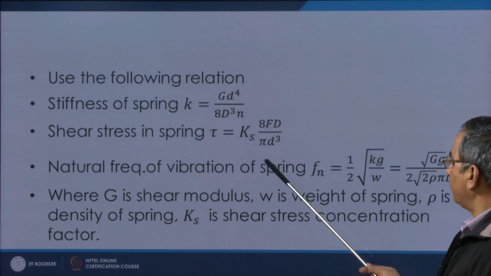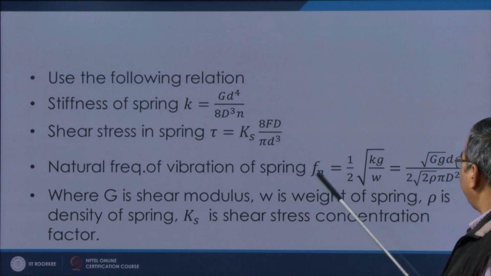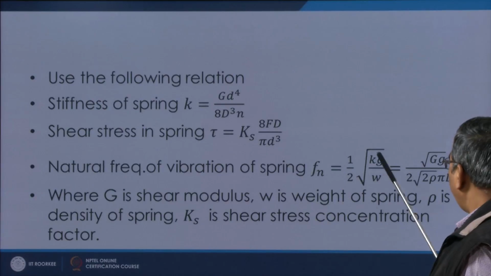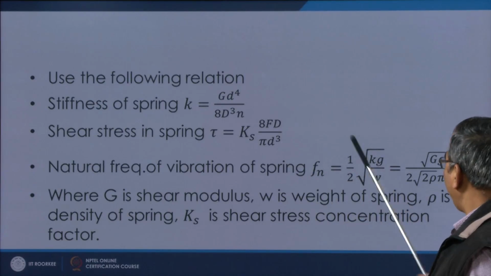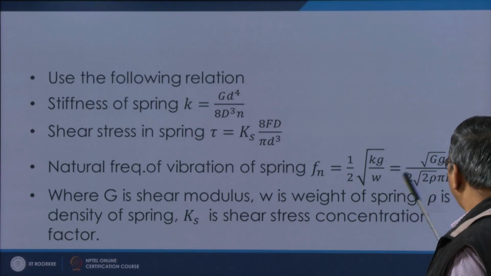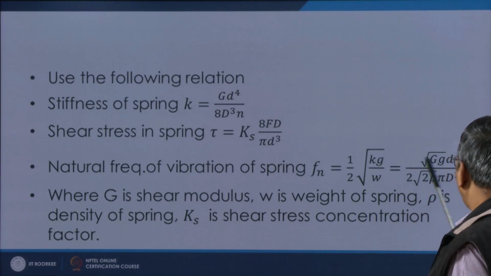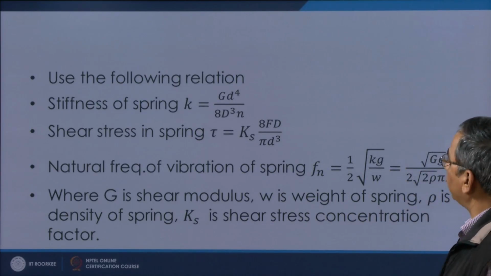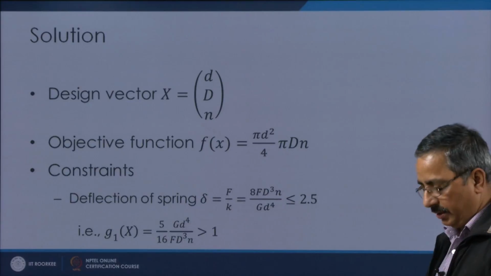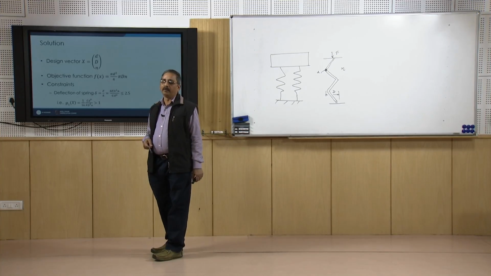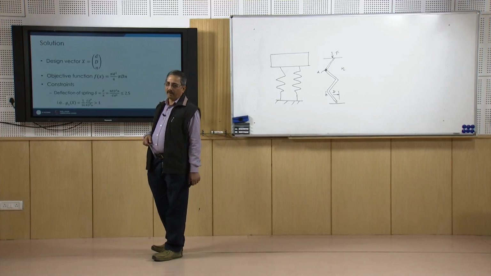The natural frequency of vibration of the spring fn is given by 1 by 2 under root k g upon W, and here if you substitute for k from here, this is the equation which we get. Here also we are substituting for W as well. So, suppose we are given these things. Now, the question is how we are going to formulate the optimization problem.